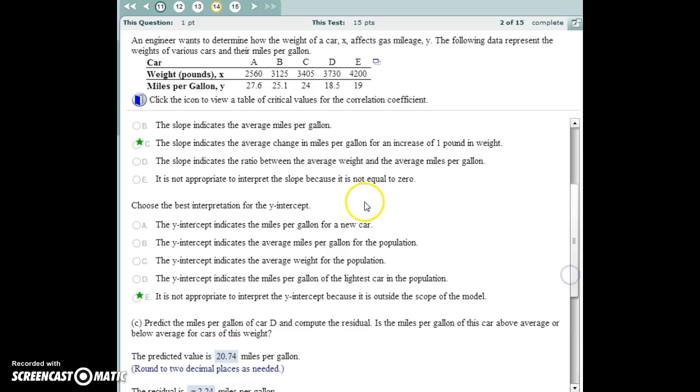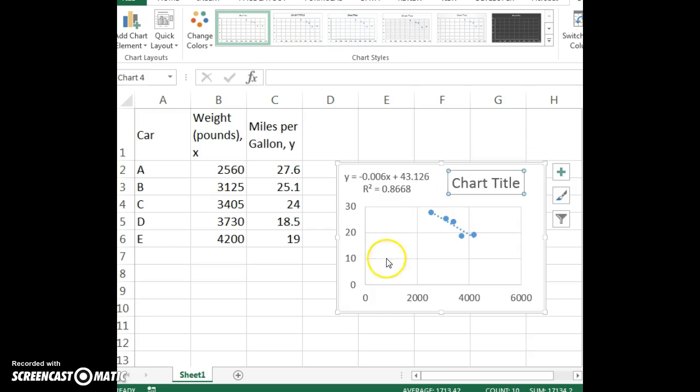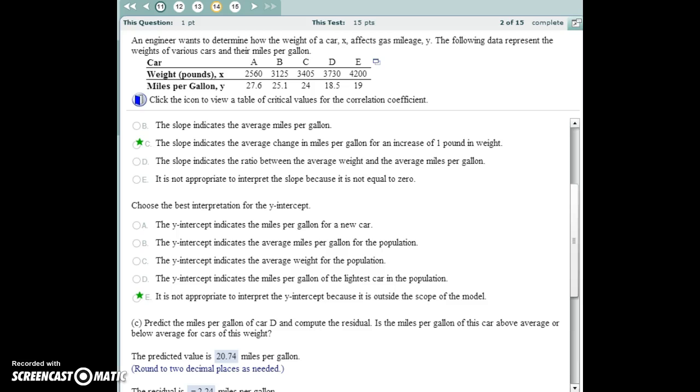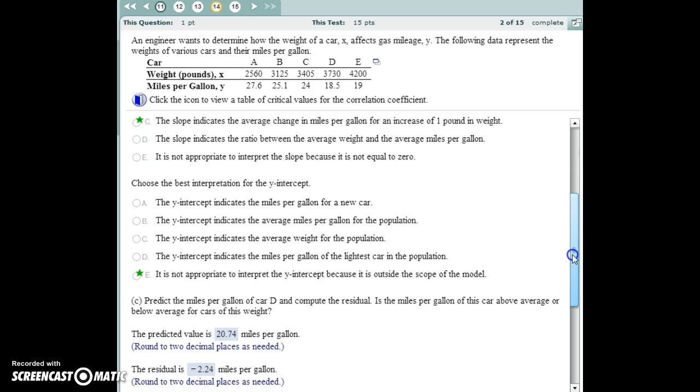Now the y-intercept would be where the line crosses the y-axis, which means the x value is 0, which really doesn't make sense because that would mean the weight of the car in pounds is 0. So that's one reason it doesn't make sense to talk about the y-intercept. And also look where our data is. It's really far away from the y-axis, so it's not good to extrapolate that far back outside of your data values. So it's not appropriate to interpret the y-intercept. It's outside the scope.